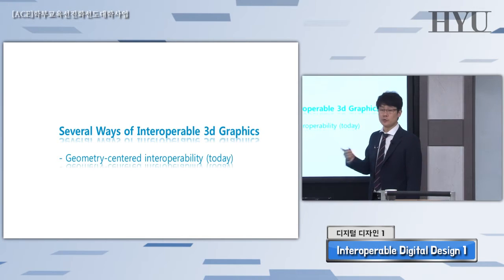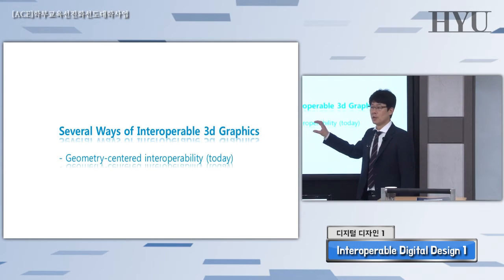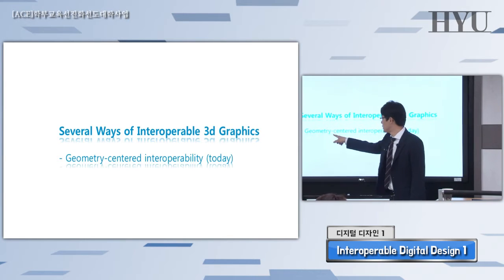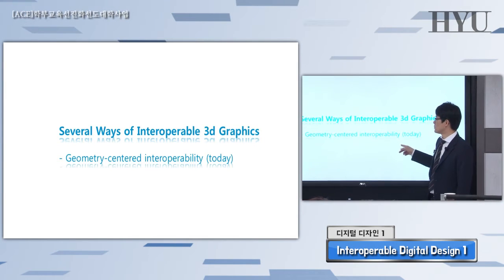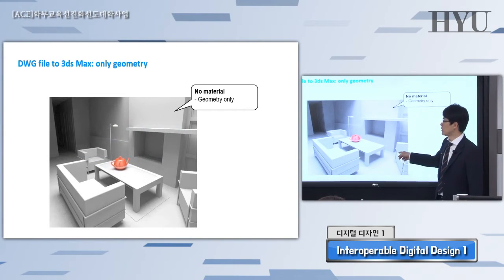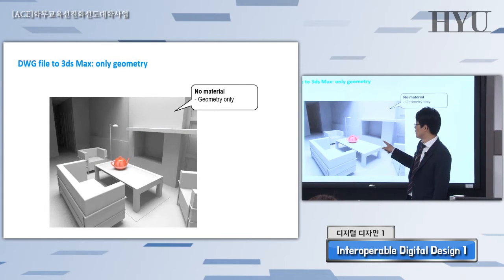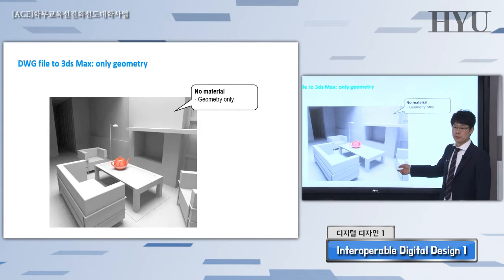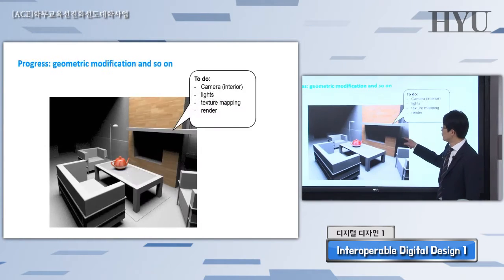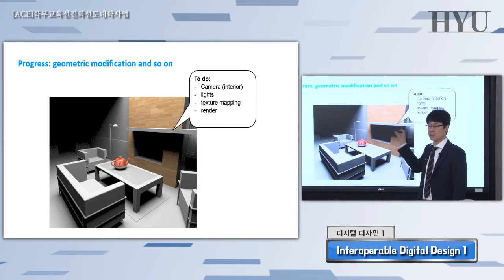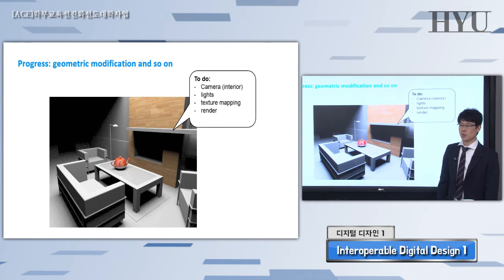Anyway, back to reality, okay? Get back to reality from cloud and BIM. Geometry-centered interoperability, okay? This is reality, okay? You import a geometry file into 3D Max and you find out lots of things remain to be done because they are just geometric shapes, okay? So you need to assign editable polygons, material, texture, light system, and so on to visualize your idea when you import this kind of geometry.